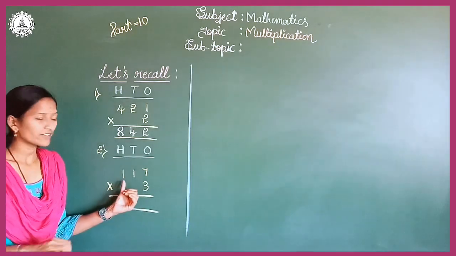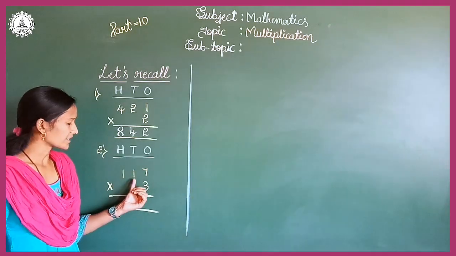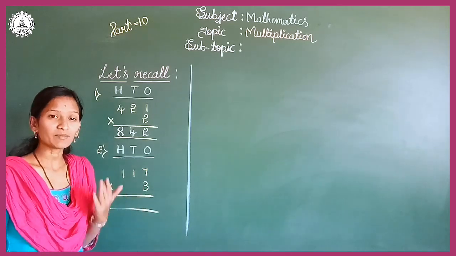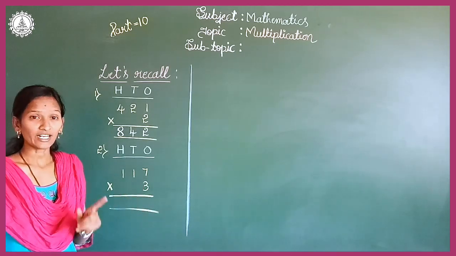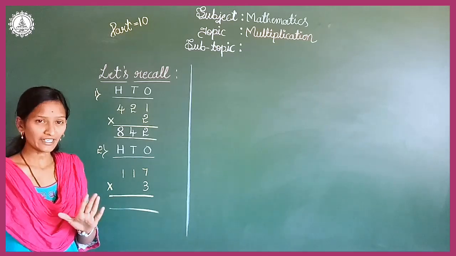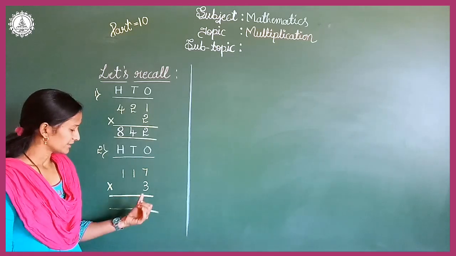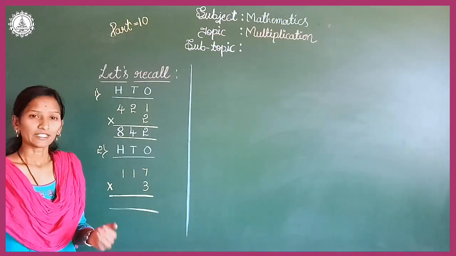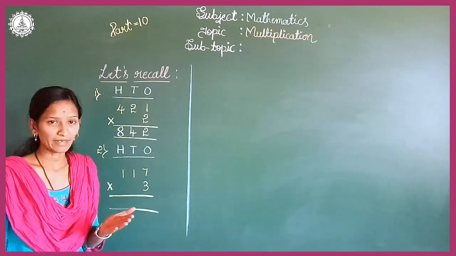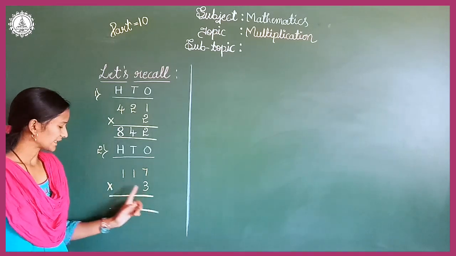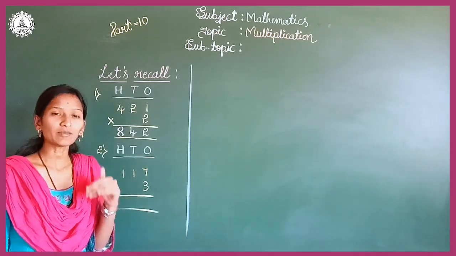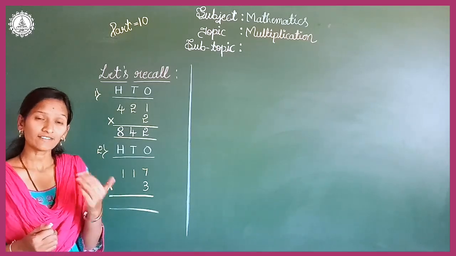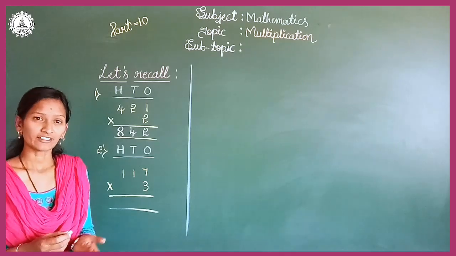In this, the first problem is 117 into 3, right? So here which is the multiplicand? Yes, 117 is the multiplicand. Which is the multiplier? This 3 is the multiplier, right? So what is your next step? Multiply the ones with the multiplier. So here 3 into 7. Yes, in the table of 3, 3 sevens are equal to what? Yes, 3 sevens are equal to 21, right?